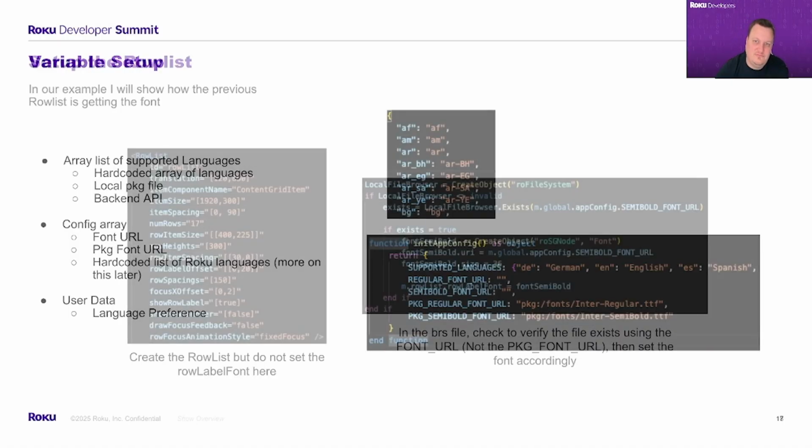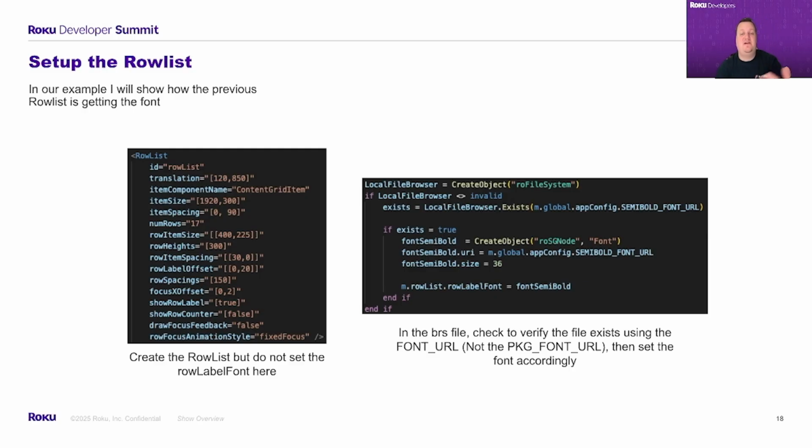So getting into it here, we're setting up a row list. You want to set the row list ahead of time in the XML, but do not set the row label font. We will do that later on. Then in the BRS file, you want to check that the local file does in fact exist. If it does, we create the font object, set the font URL to our global app config semi-bold font URL, and set the size. Lastly, we set the row label font to our font object. This sets our initial row label font, the title of the row list.